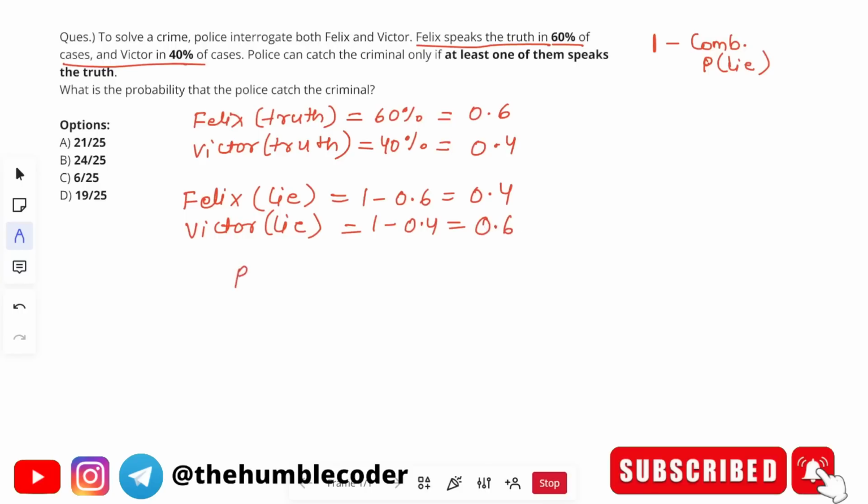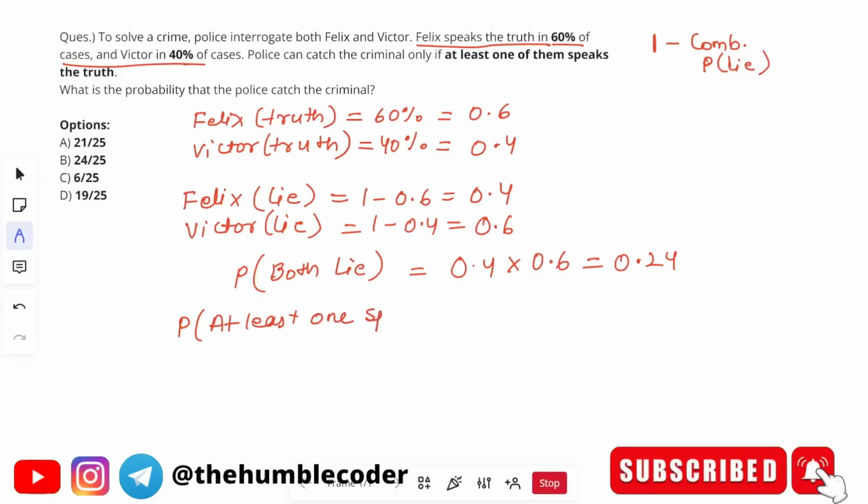Now we will combine both the lie probabilities, because I told you we need to subtract it from total, which is 1. So the probability of combined lies will be 0.4 multiplied by 0.6. That is going to give us 0.24. Now we have the combined lies. Now the final answer we are finding out is the probability that at least one person speaks truth.